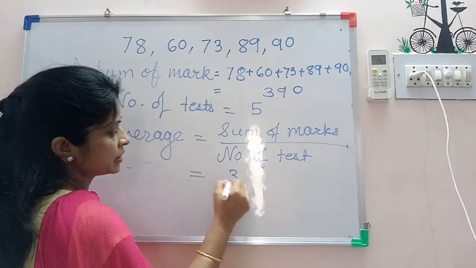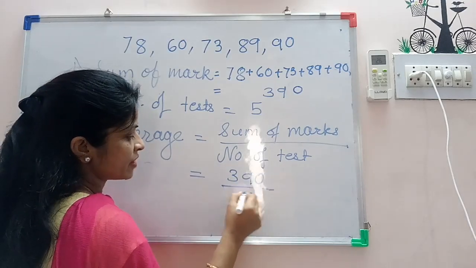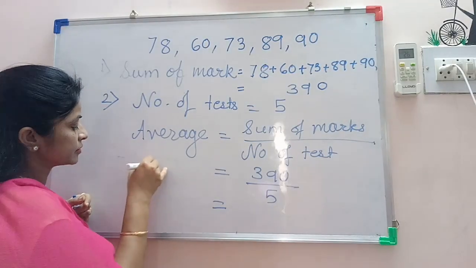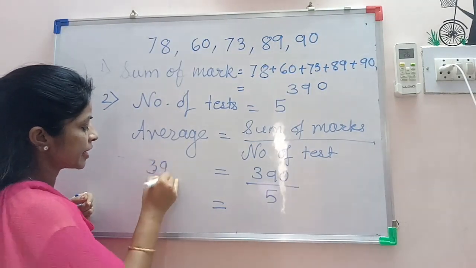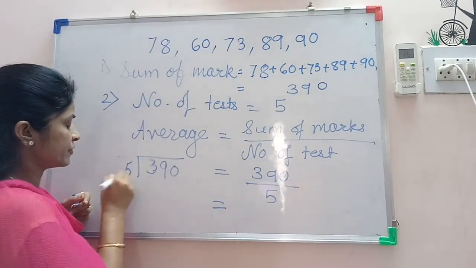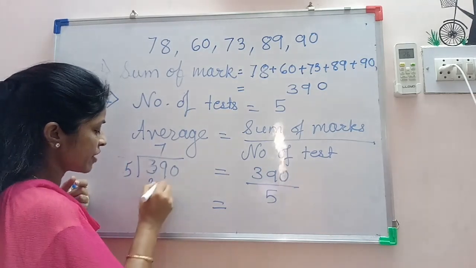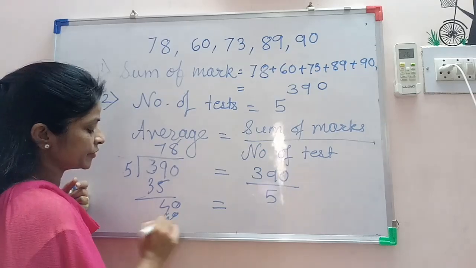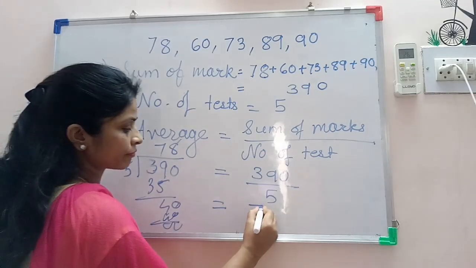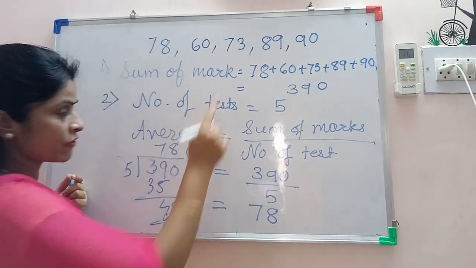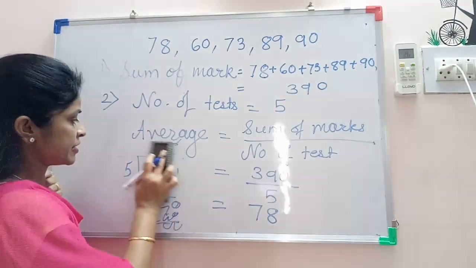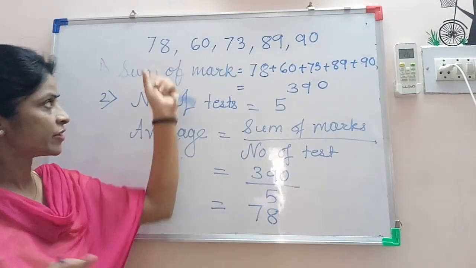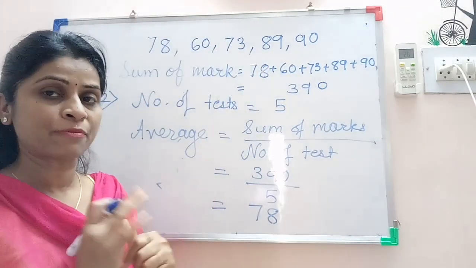So 390 divided by 5. Now let's divide this. 390 divided by 5. 7 5s are 35 and 5 8s are 40. So the average marks he obtained in science is 78. 78 is nothing but the average of the 5 science test marks.